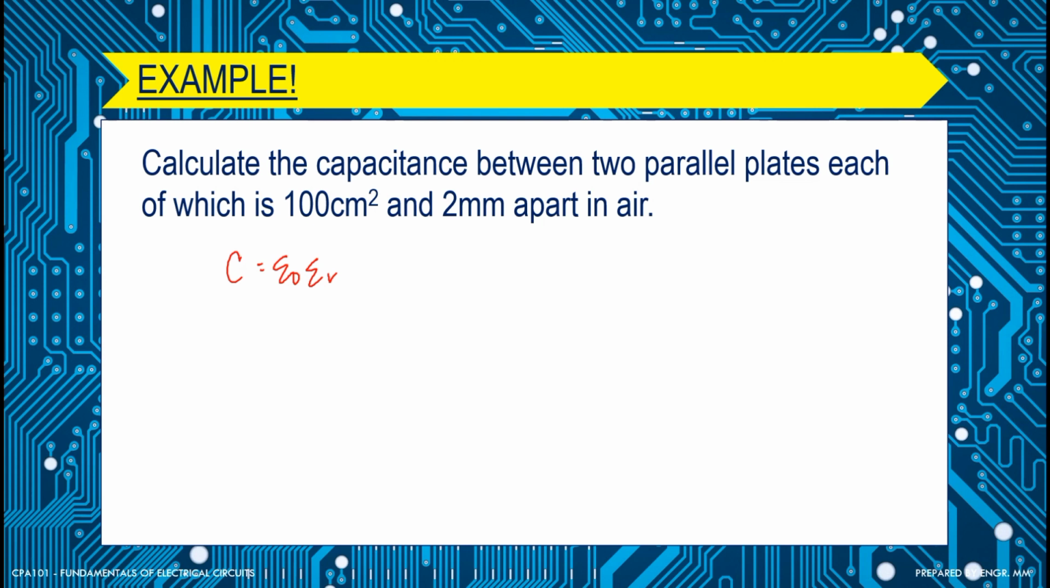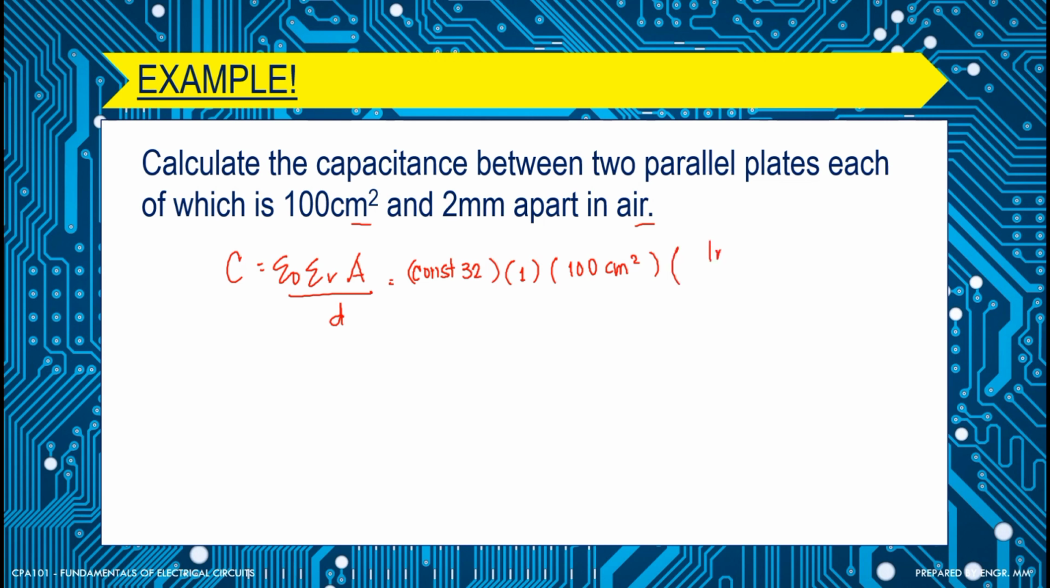Let's make this a capital A because this is area, then over D. So our E0 is the constant, then ER, our relative permittivity for air, is equal to 1. So I'll just put 1 here. And our area is equal to 100 cm squared. You have to take note of the units. It is in centimeters squared, and when computing for capacitance, all the measurements should be in the metric system. We have to convert the centimeters squared first.